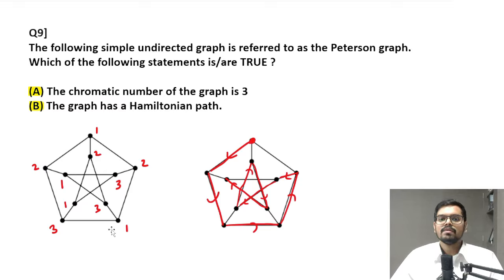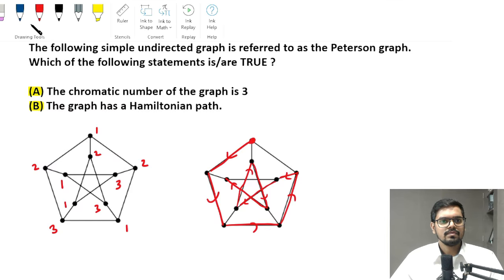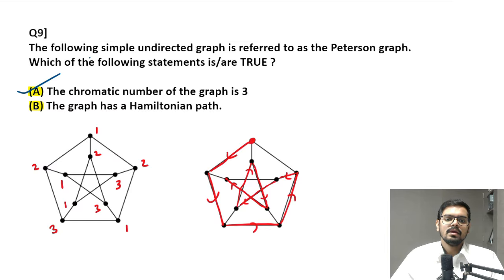And this is how we have colored all the vertices using the 3 colors, and therefore the chromatic number of the graph is 3. Easy. In the class we have studied, same thing I have repeated. Hamiltonian path class we have studied: started here, traveled, come here, go here, go here, go here, go here. So all the vertices are covered, start and end is different. Therefore Hamiltonian path is there, Hamiltonian cycle is not there. Okay, so A and B options are definitely correct.